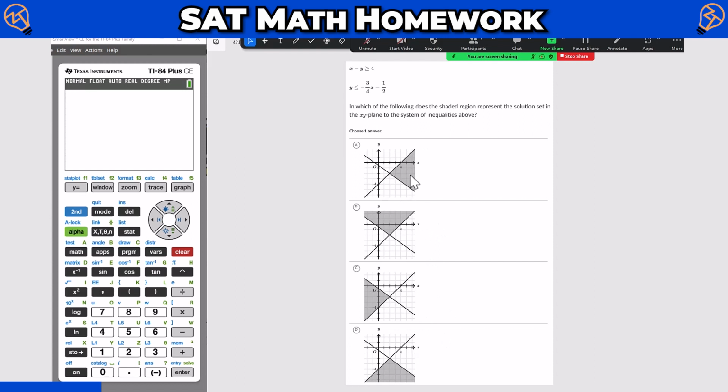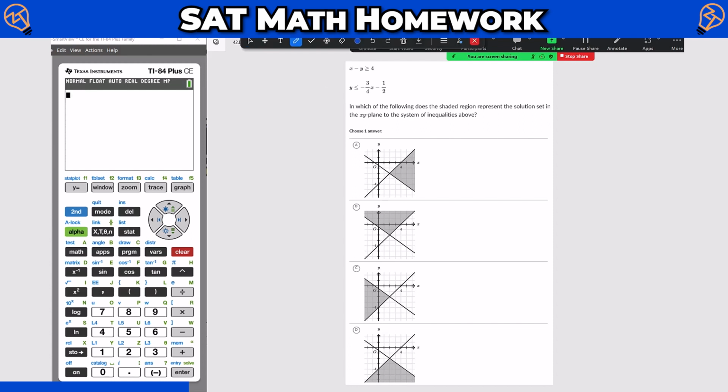We also see that the shading is in different places, but we do see that the point of intersection of these lines is identical, right? So it's not a matter of figuring out which one is graphing the line correctly. They're all graphing them correctly. So what's the difference? It's simply where is the shading. So that's what we're going to dial in on.